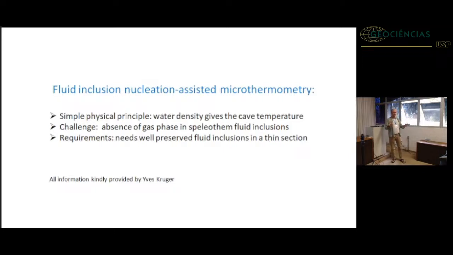Who knows about microthermometry here? I'm not surprised. A few more, yeah. The typical microthermometry you do on a sample: you make a thin section, and off you go. There's going to be water in there, there's going to be a bubble in there, and you need that bubble to do your paleotemperature. Now we have a little bit of a problem with speleothems, because they don't have that bubble. So that's the challenge: how do we deal with the fact that we don't have a bubble? There are simple solutions for that, fortunately.